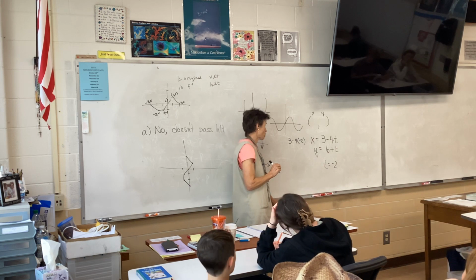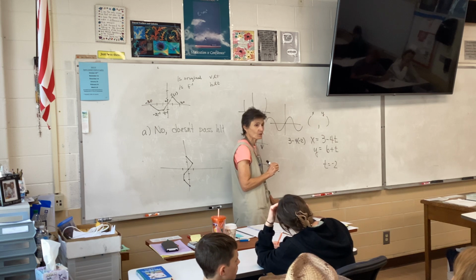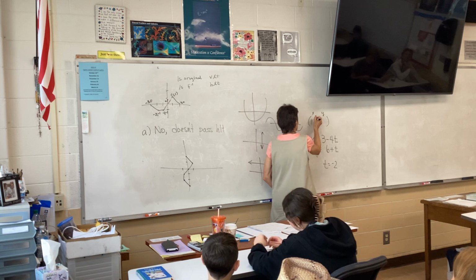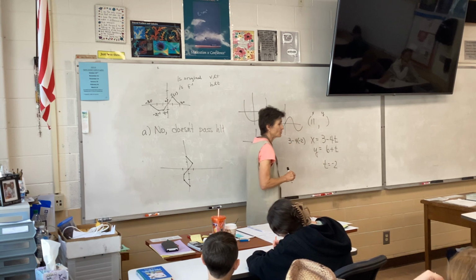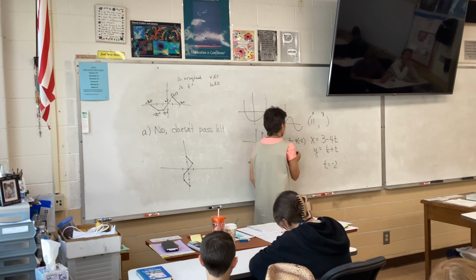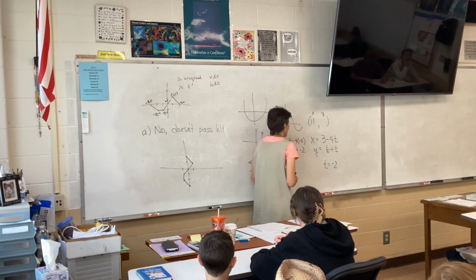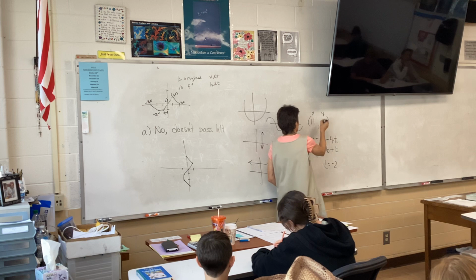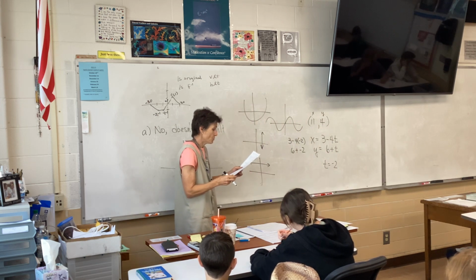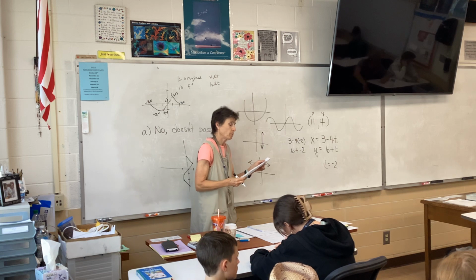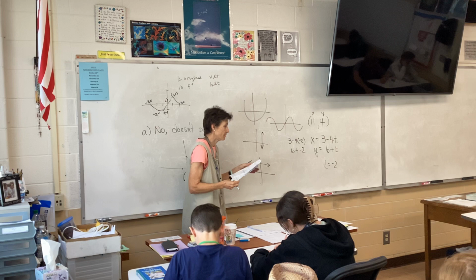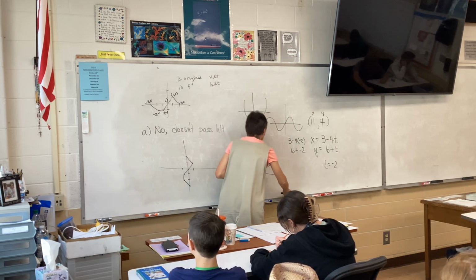Seniors, what is 3 minus 4 times negative 2? 11. Negative 4 times negative 2 is 8. 3 plus 8 is 11. What's 6 plus negative 2? There it is. There's the answer to the question. All you have to do is plug in whatever value of t they give you. In this case, it's negative 2. Plug it in.